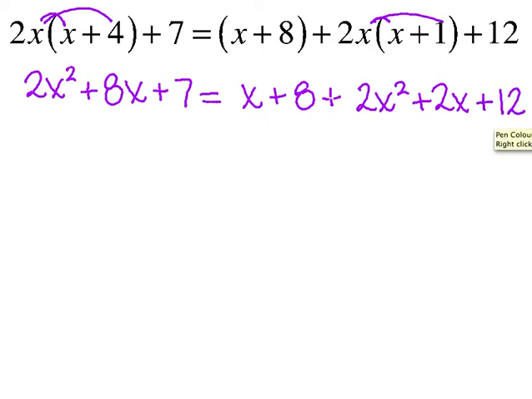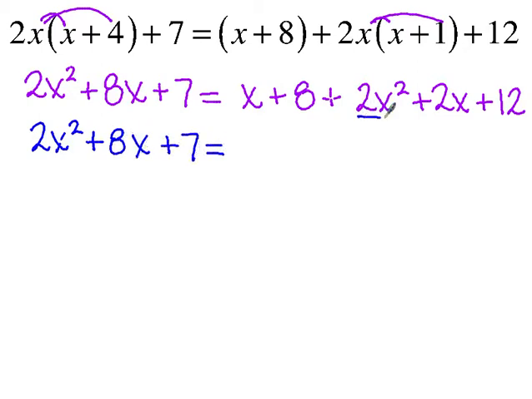First things first, I've got to simplify that right side a little bit. It's kind of a mess. So I'm going to leave the left side alone. I'm not going to do anything to that yet. On the right side, I notice I have a 2x squared, so I'm going to write that down. Next, I'm looking for like terms. So I have an x and a 2x, which is a 3x. I have an 8 and a 12, which is 20.